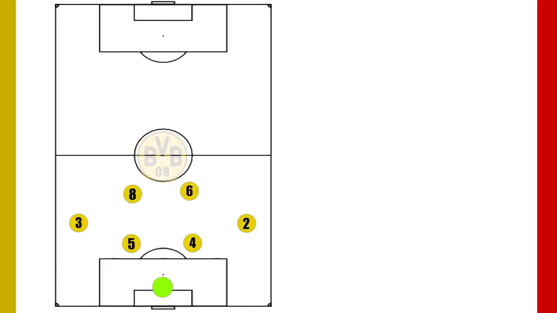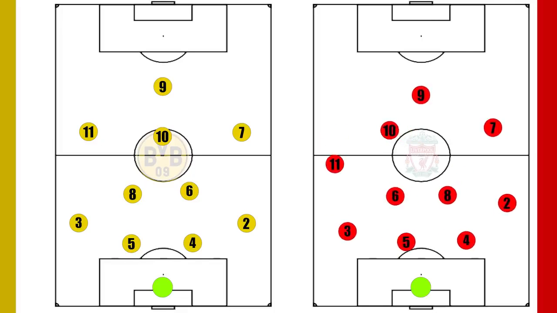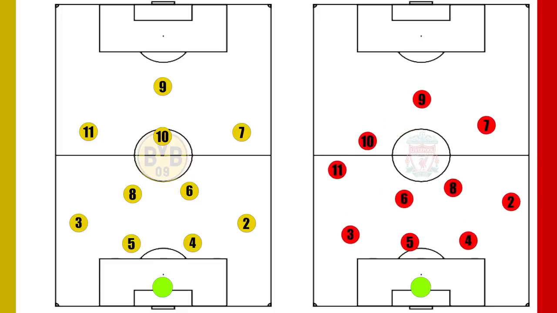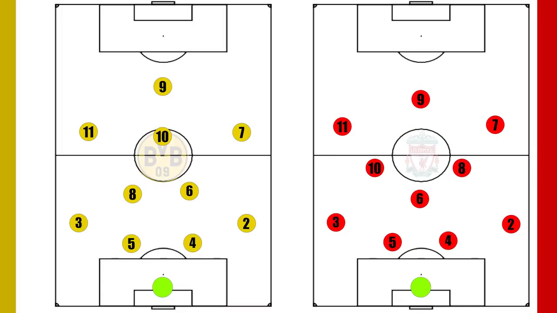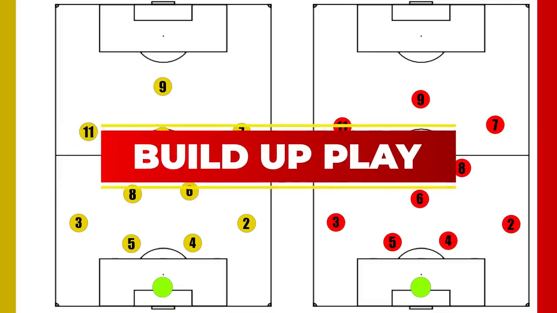Formationally, at Dortmund, Klopp almost always stuck with his trusted 4-2-3-1. At Liverpool, after much experimentation in the early days, he has settled on the 4-3-3 in almost every match. Please note that all players in the different formations were given the same numbering scheme to make it easier to see how players in the same position operated differently across the two teams. Let's begin with the deep build-up play.